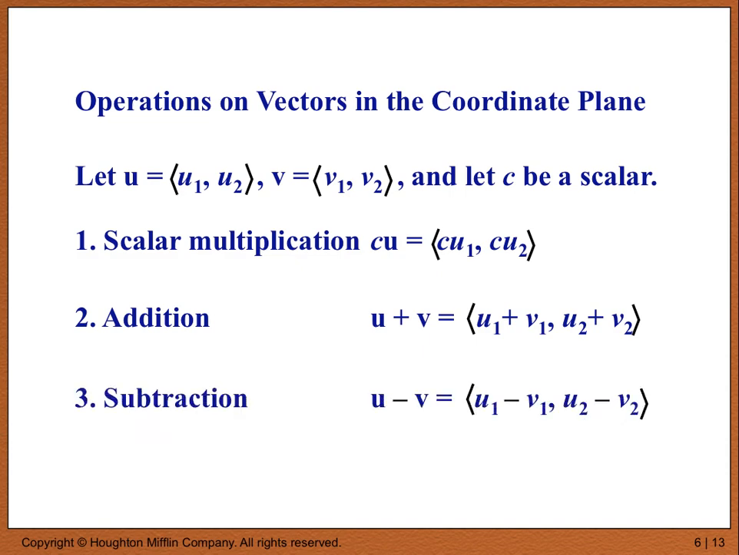Same goes with subtraction. u minus v is just the horizontal component of u, which is u1, minus the horizontal component of v, which is v1, comma, the vertical component of u, which is u2, minus the vertical component of v, which is v2. And you'll always get the right answer.